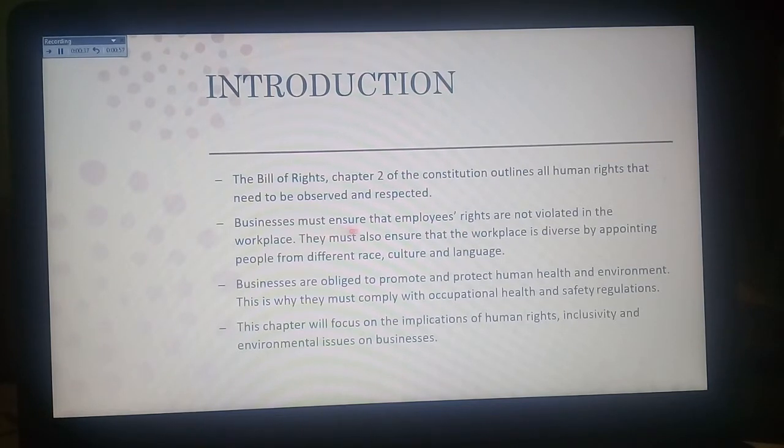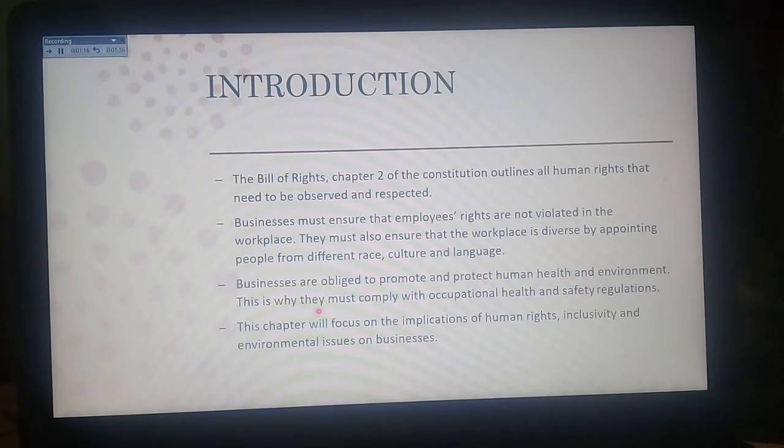Businesses now must ensure that all the employees' rights are not violated. As we are protected as citizens, the very same thing is applicable to employees. Employees should be protected and their rights should not be violated. They must also ensure that the workplace is diverse by appointing people from diverse race, culture, language, disability or gender, geographic location, all right? Businesses are obliged to promote and protect human health and environment.